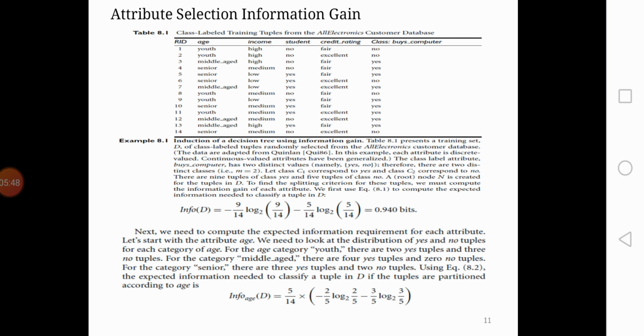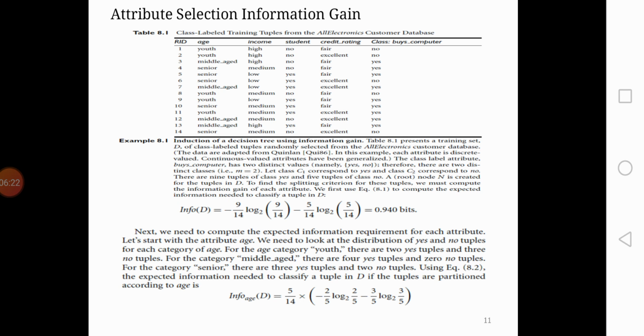Here we have one table, that is class label training tuples from the AllElectronics customer database. In this database we have age, income, student, credit rating, and then class buys computer. These can act as attributes. Here, buys computer acts as the class label attribute. Each and every attribute contains its own set of values.